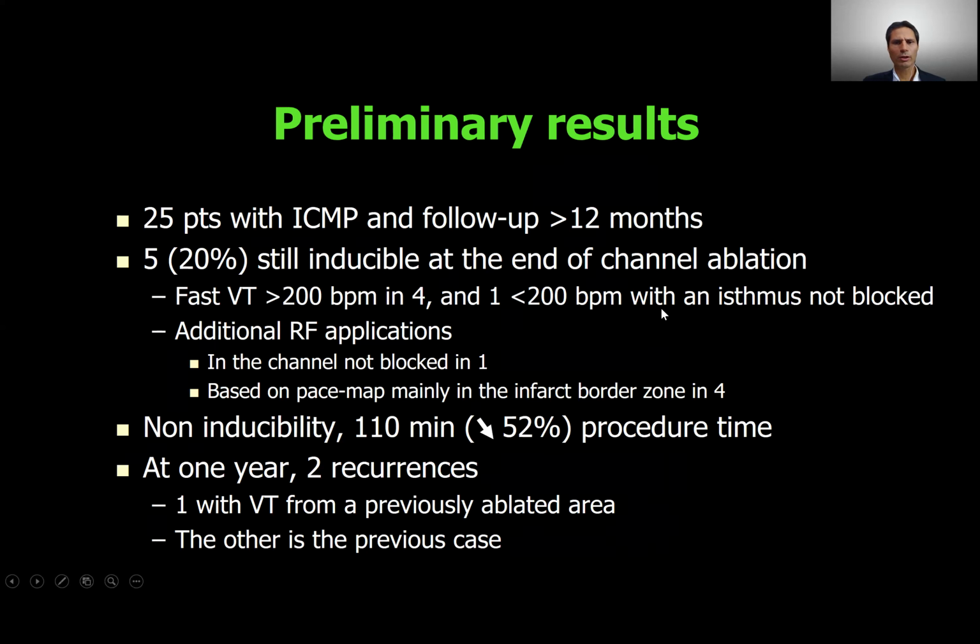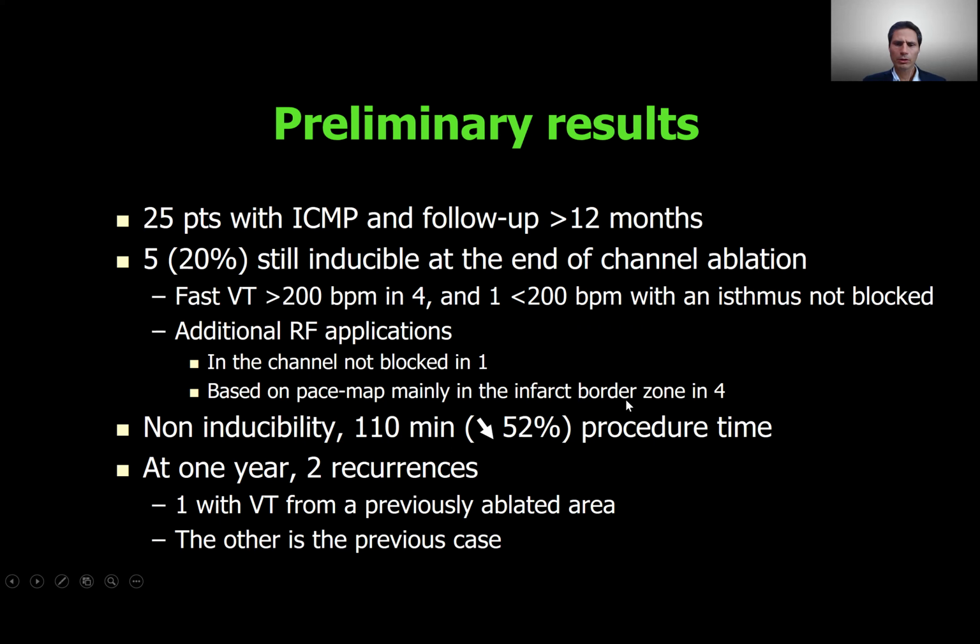Our preliminary results: we have 25 patients performed with this strategy so far with a follow-up of more than 12 months. 5 were still inducible at the end of the channel ablation, with fast VT in 4, and 1 with a VT of less than 200 milliseconds had an isthmus not blocked. For this one, we went back on the isthmus which was not blocked, and we ablated more to get rid of the isthmus. And for the other, we performed the ablation based on pace map.